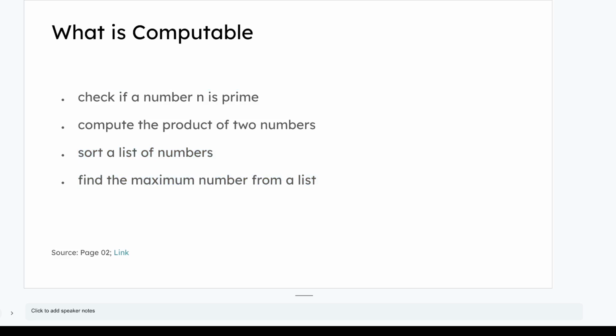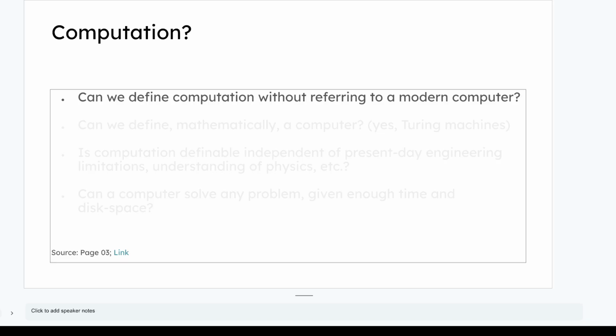Now think about what could be a situation, or which class of problems could be non-computable. Think about it. Here we'll focus on the word computation, and I'll bring it up with some follow-up questions. First, can we define computation without referring to a modern computer? Because whenever we think about this word computation, the computer comes into the picture, the typical desktops, right? Can we provide a stringent definition of computation? Next, can we define mathematically what a computer is?